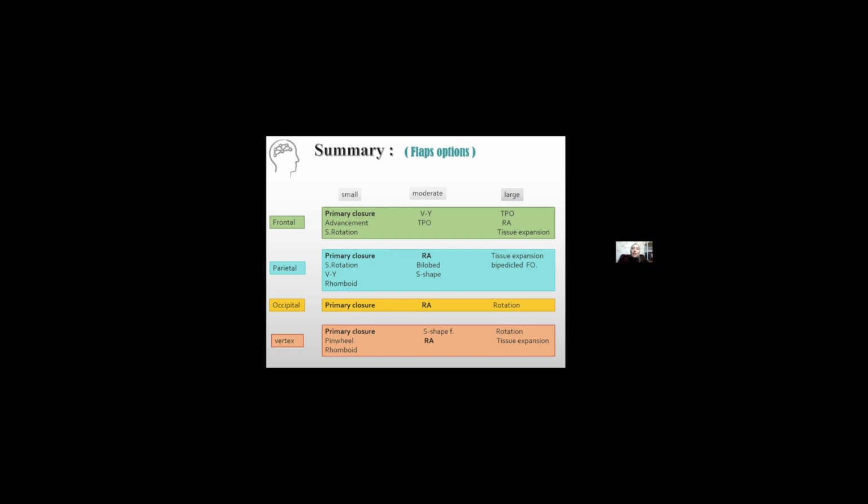For the large scalp defect, there are different flap options according to the region. If it's the frontal region, the flap options are temporoparieto-occipital flap, rotation advancement, and tissue expansion. If it's the parietal region, the options are tissue expansion and bipedicle fronto-occipital flaps, while the rotation flap is the best choice for the occipital region, and in the vertex region, the flap options are rotation and tissue expansion.